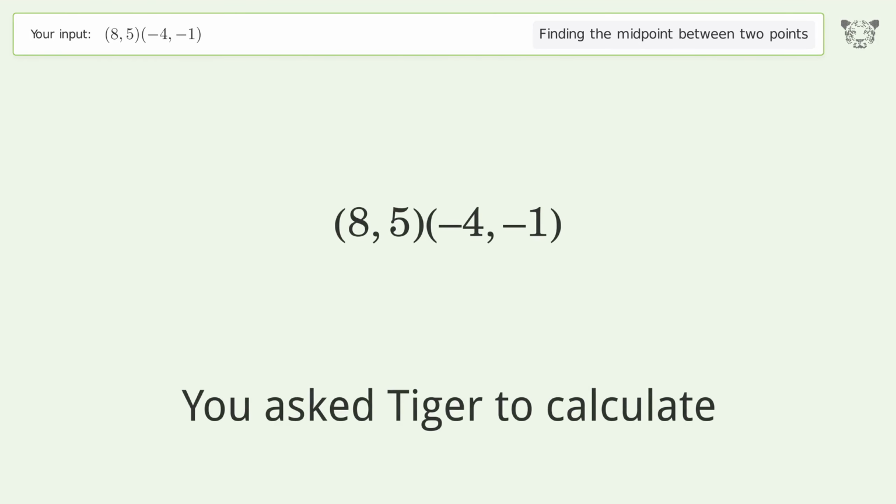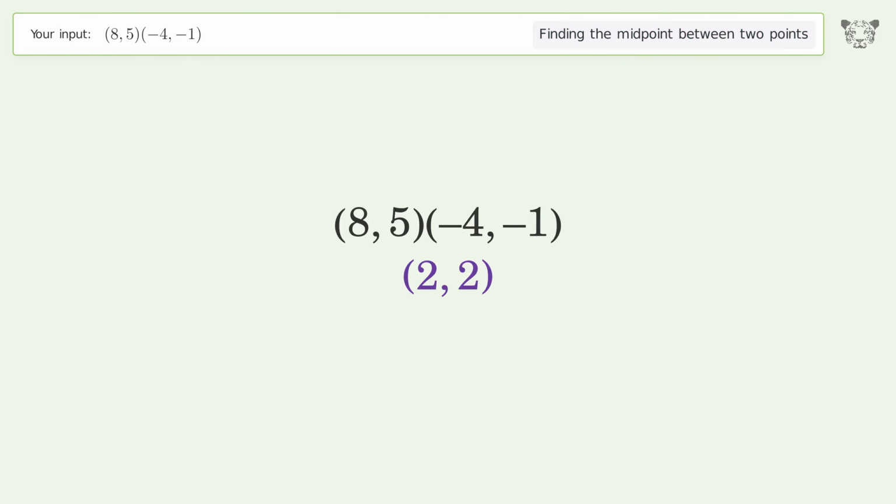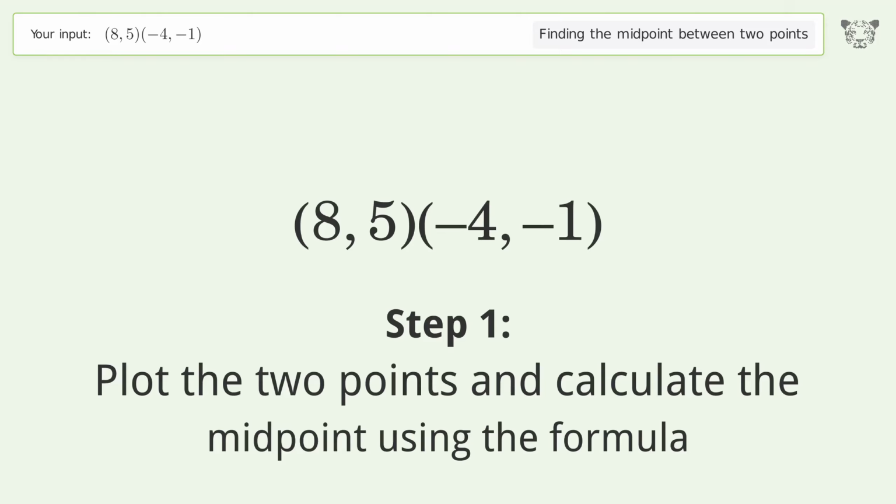You ask Tiger to calculate. This deals with finding the midpoint between 2 points. The midpoint between the 2 points is 2, 2. Let's solve it step by step. Plot the 2 points and calculate the midpoint using the formula.